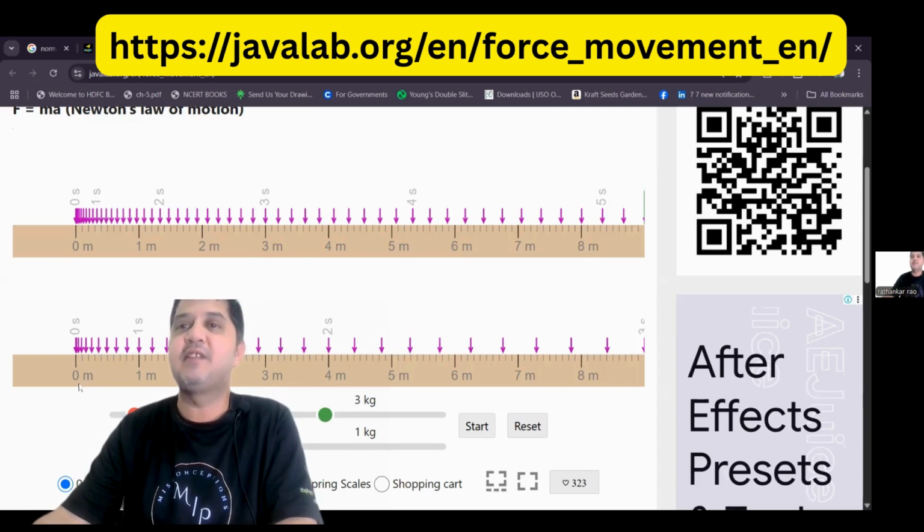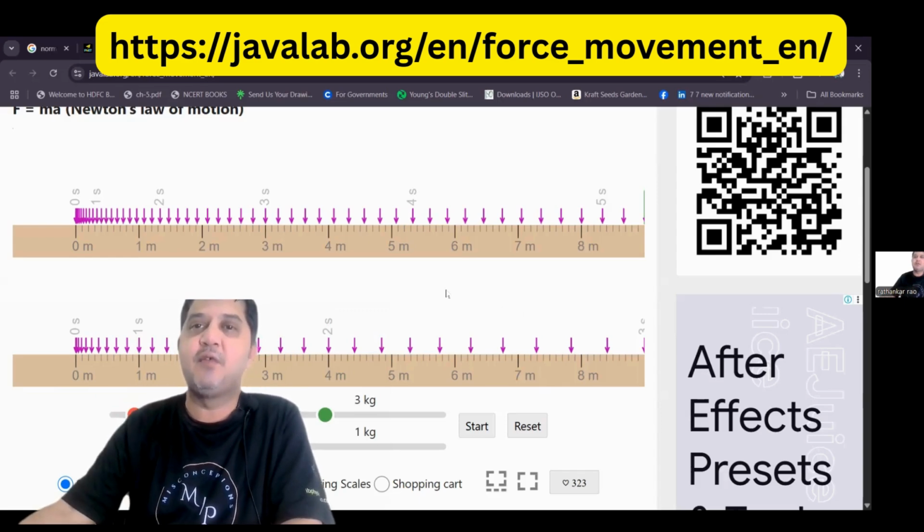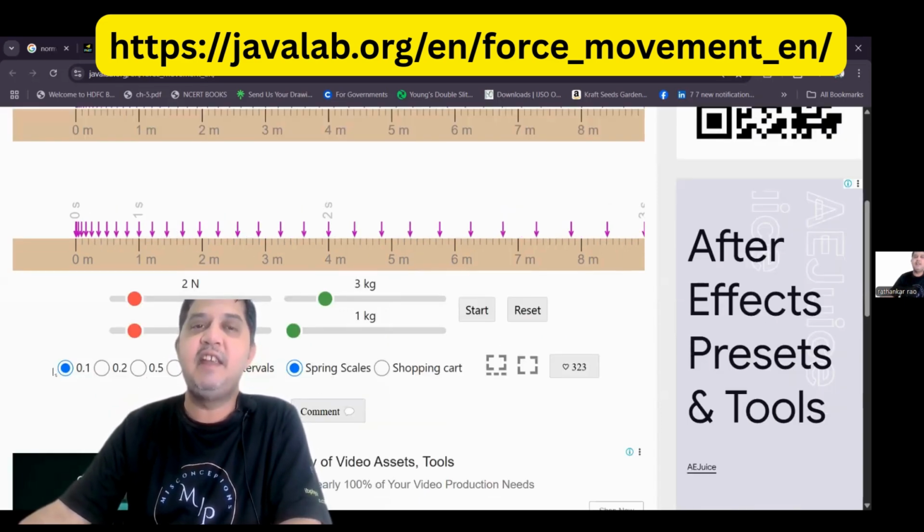So you can find out what is the acceleration. You can give this graph and ask them, okay, the time is also given. How do I know the time? You see each arrow is spaced at a time interval of 0.1 second.